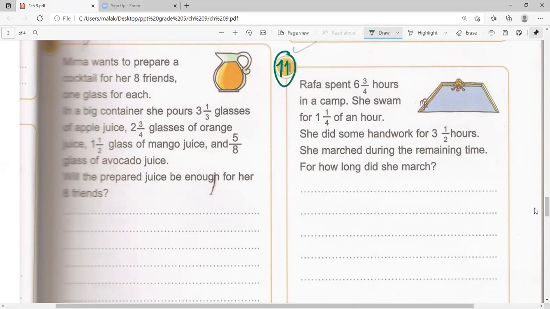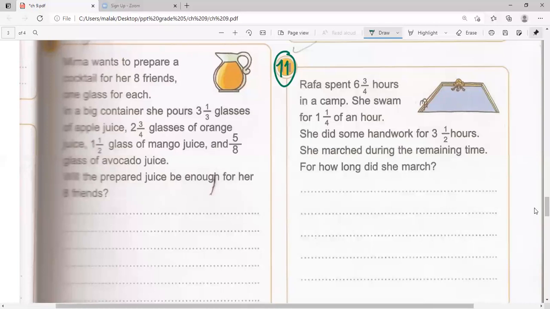Okay, Rafa spent 6 and 3 over 4 hours in a camp. She swam for 1 hour and 1 over 4 of an hour. She did some handwork for 3.5 hours. She marched during the remaining time. For how long did she march?